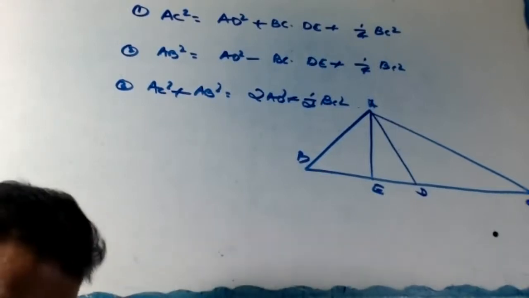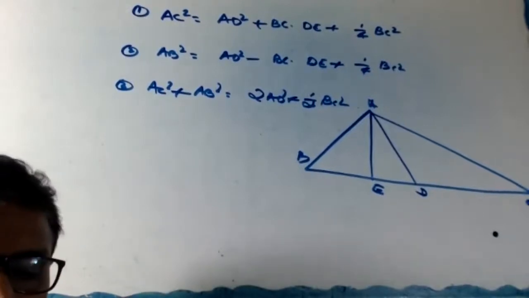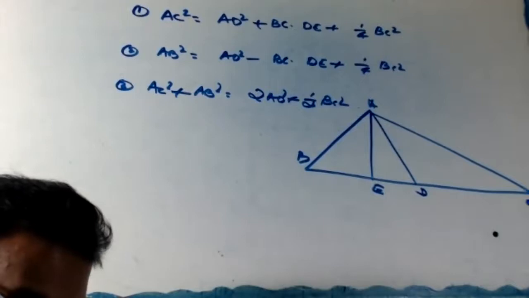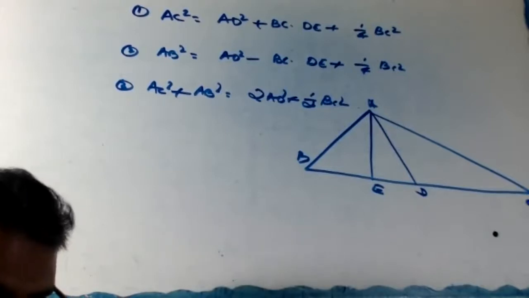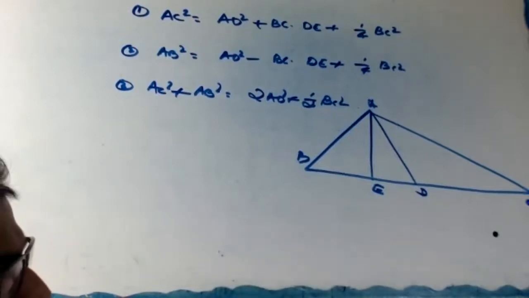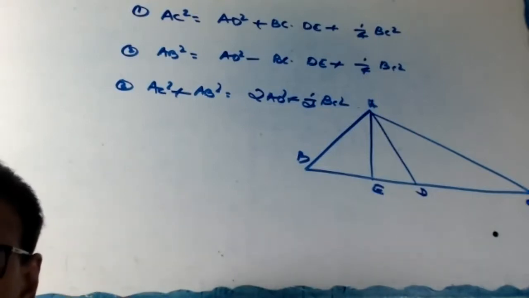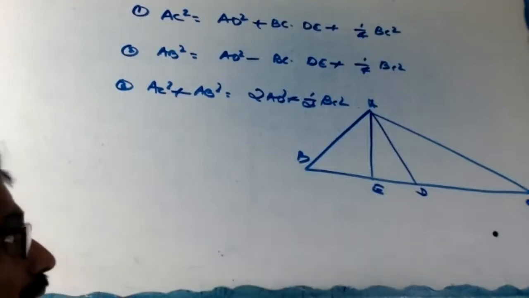Question. In the figure, in triangle ABC, AC is greater than AB. D is the midpoint of BC. Then AE is perpendicular to BC. Prove that one.